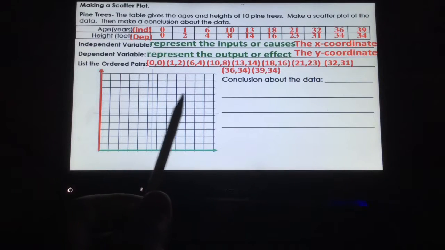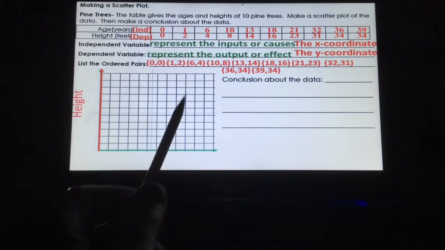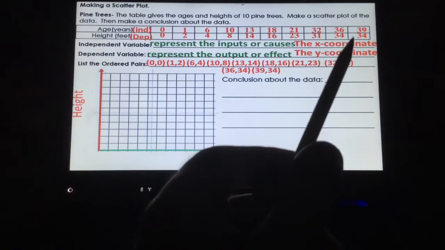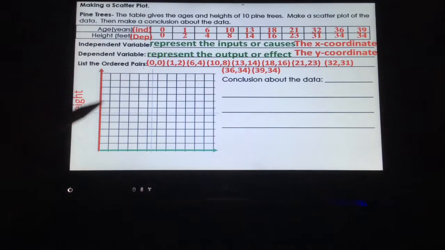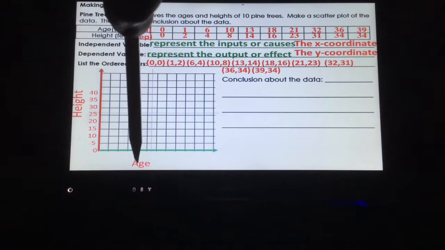Now to plot them, we have to see what range we have. Now over here we have for the independent variable, actually the dependent variable, which is the height. The highest number we have is 34. As you can see, we have 10 units here. So a good number to go up by would be 5s. So we got 5, 10, 15, 20, 25, 30, 35, 40. Okay. Now the independent variable, the age, would go on the x-axis. Again, the x-coordinate is the independent variable, so the x-axis is going to be labeled with the independent variable.